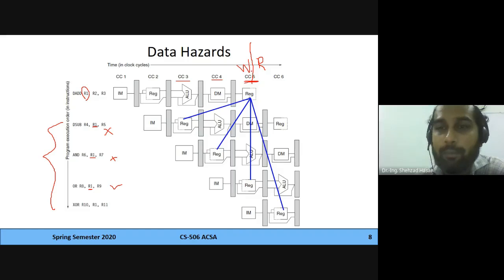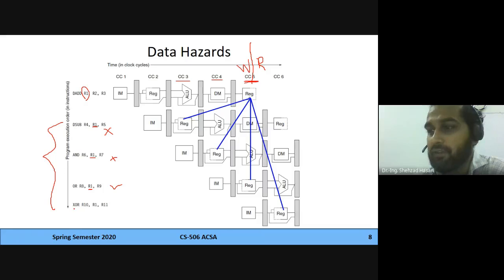Had the read operation been done earlier than the write operation, then this OR would also have problems, because it would read the value of R1 and only later, in the second half, would the correct value be written. So in order to avoid that, the writes happen first and then the reads to that particular register file. That is going to make the third instruction safe, right?